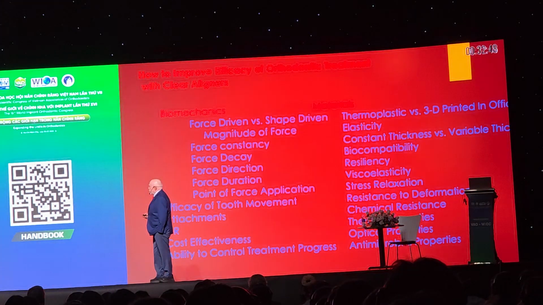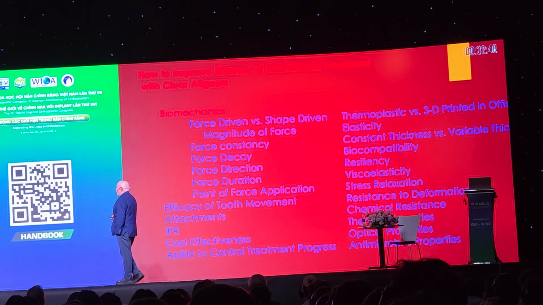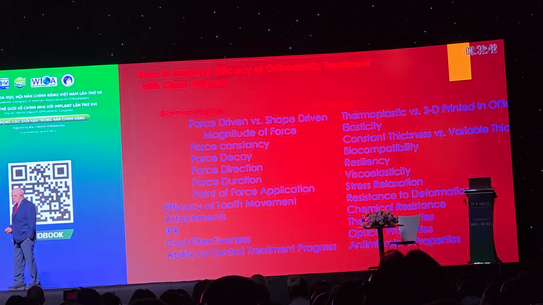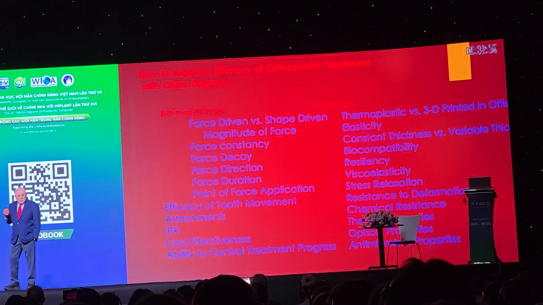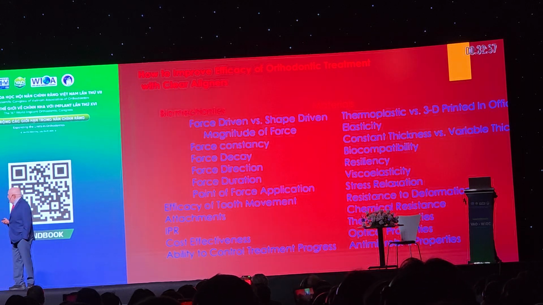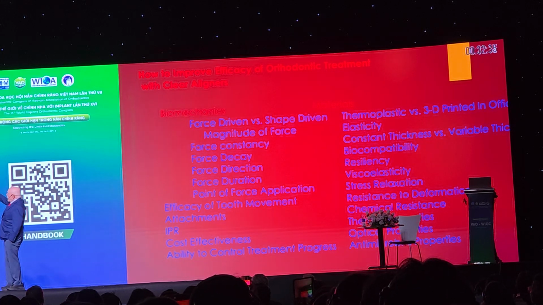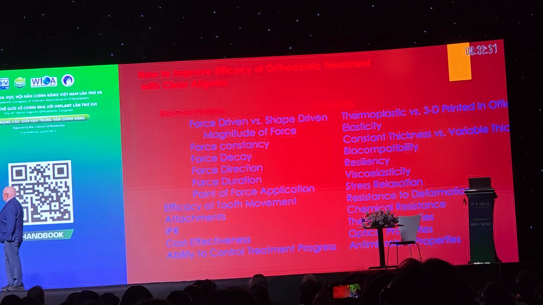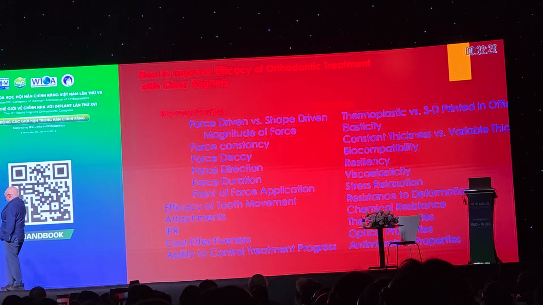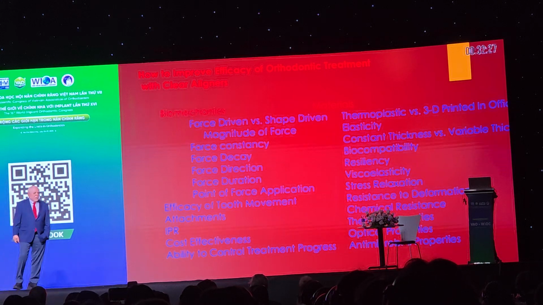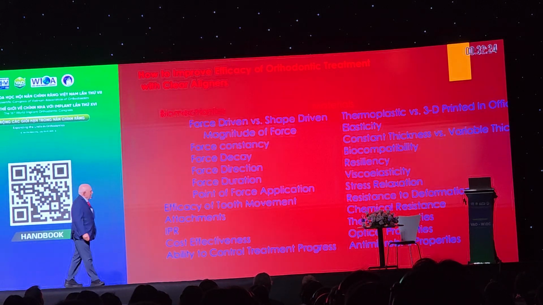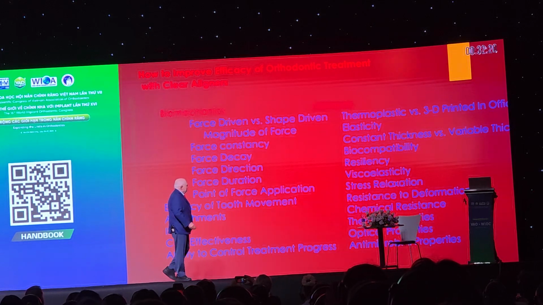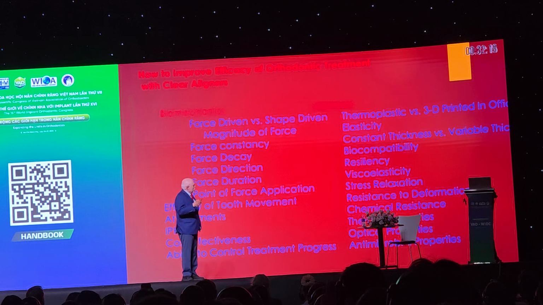So how do we improve the efficacy of orthodontic treatment with clear aligners? On the left side, I don't know why it's changing the color, but as long as we can read it, you can see I've written all the 4 things: efficacy of tooth movement. And on the right side is the most important thing: material, thermoform. We need elasticity, we need constant thickness versus variable.